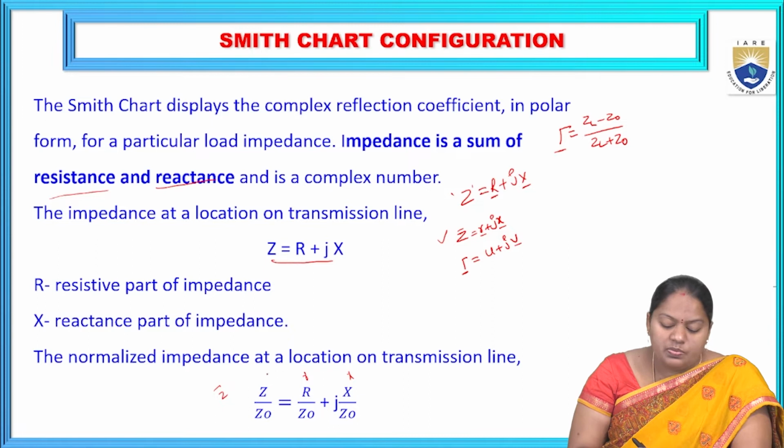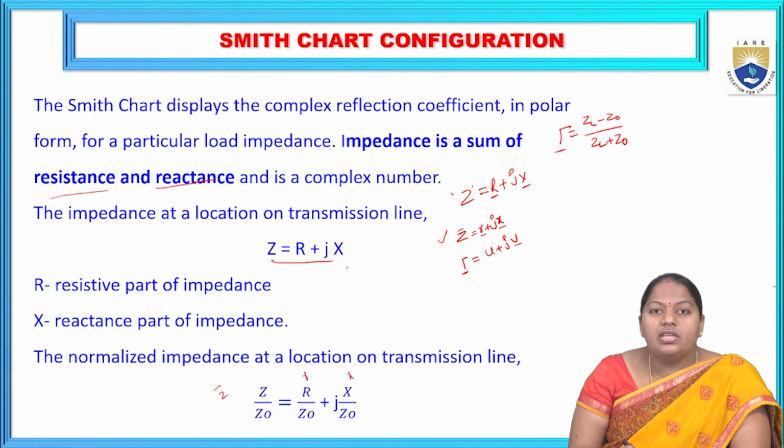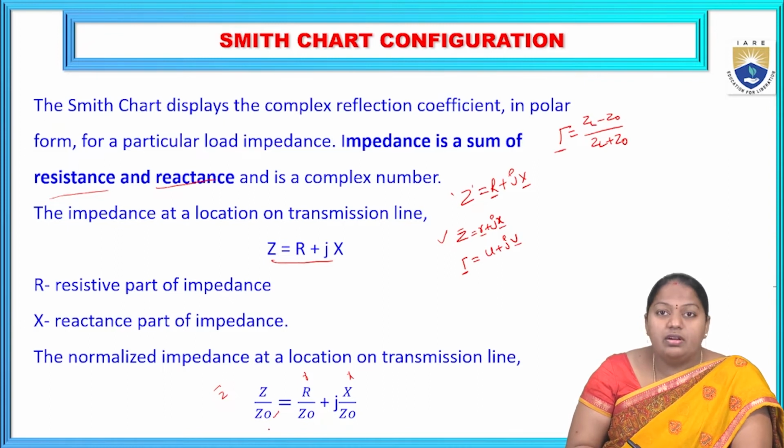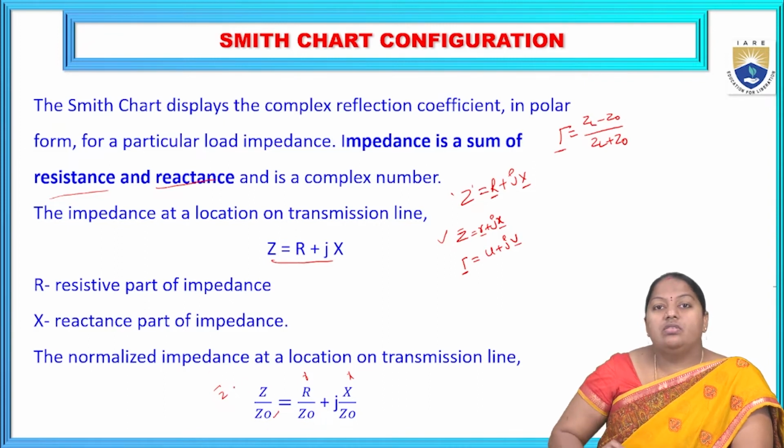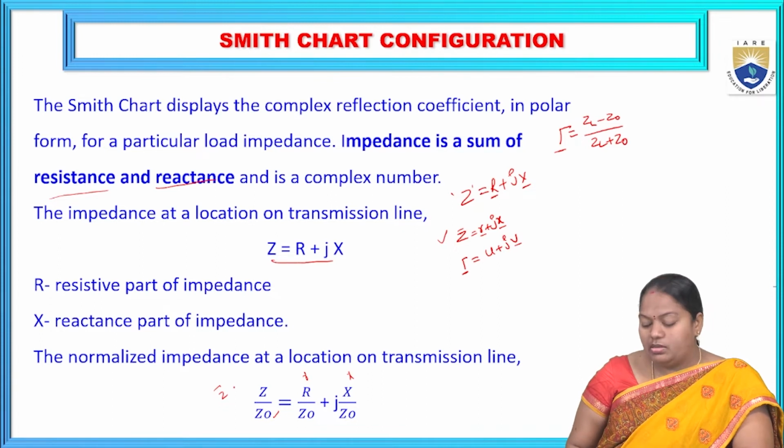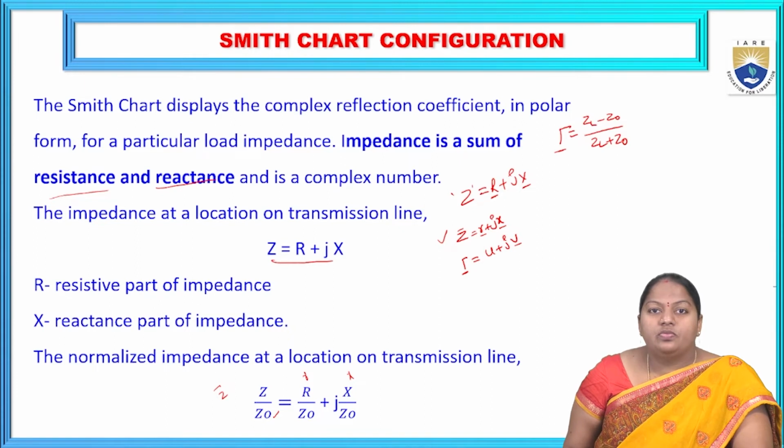The impedance at a location on the transmission line can be considered fundamentally as Z equal to R plus jX. Now, we divide the total equation by the characteristic impedance Z0. Then it becomes the normalized impedance Z bar equal to small r plus jx, where small r is the resistive part of this normalized impedance and x is the reactance part of the normalized impedance.